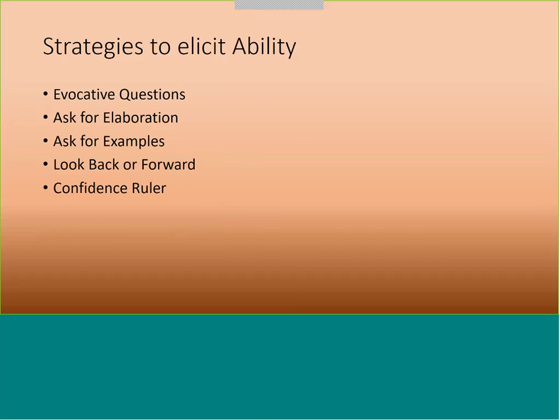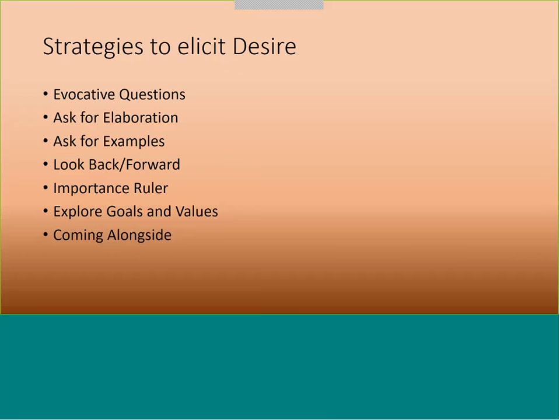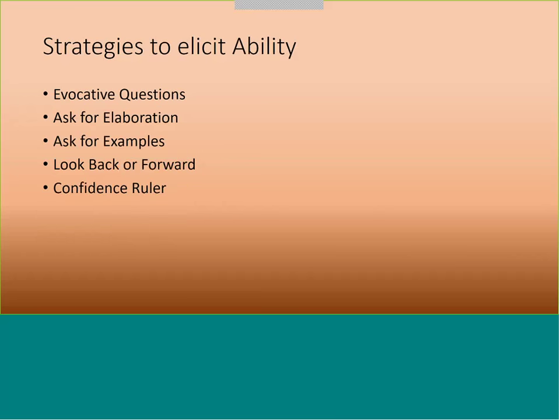To elicit ability. Now notice that a lot of these strategies are used for the different types of change talk, but the language we use in our questions and reflective statements is going to target a particular type of change talk. So we could ask an evocative question that targets ability. It might sound something like, "Well, when you think about your characteristics or skills that you have that could be useful here, what comes to mind?"